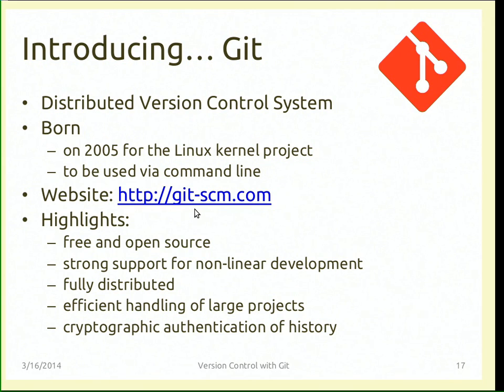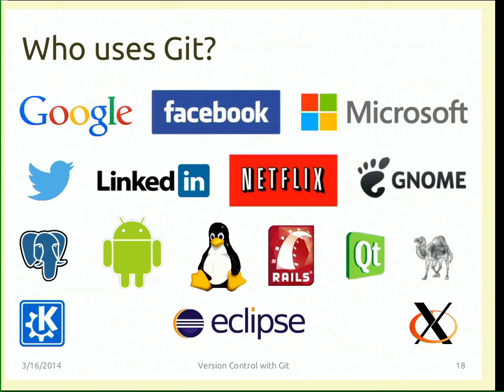Its website is git-scm.com. It's free and open source. It's fully distributed, it's secure, it's whatever. Who uses Git? We use Git. And some others, like Google, Facebook, Microsoft, Twitter, LinkedIn, GNOME, Postgres, Android, well Google Android, Linux, the kernel, Eclipse hosts files on Git, Perl, so a little bit, some people, we can say.